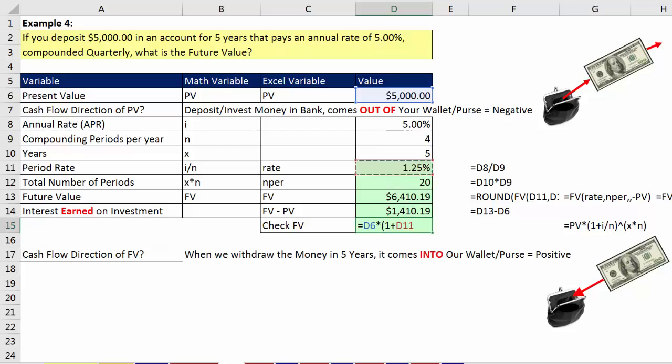Now I'm going to check the future value equals present value times, in our math formula, in parentheses, 1 plus the period rate, close parentheses, caret, that's our exponent, raised to the total number of periods. And when I hit enter, there it is. We have checked it, $6,410.19. Now, for this example, this was us putting money into the bank. So this was our investment. And we're happy we got 1,410.19 pennies earned in interest.